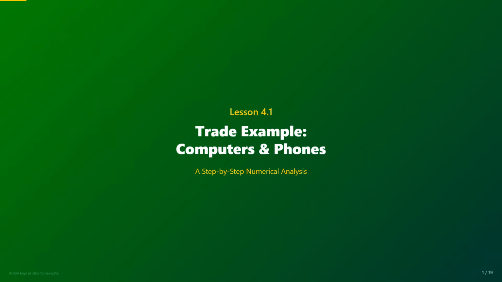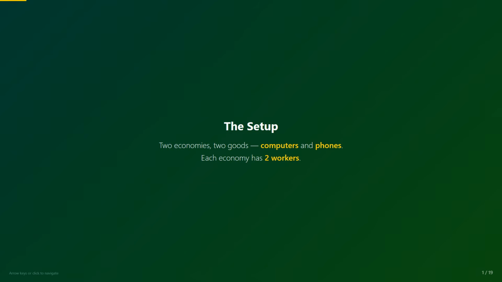Hello everyone, today we're going through a new numerical example in international trade. We'll work with two products, computers and phones, and step by step, we'll see how to identify comparative advantage, build production possibility frontiers, and choose a production point before trade. We've already learned the concepts of absolute advantage and comparative advantage, so now we'll just apply them. Let's start with the data.